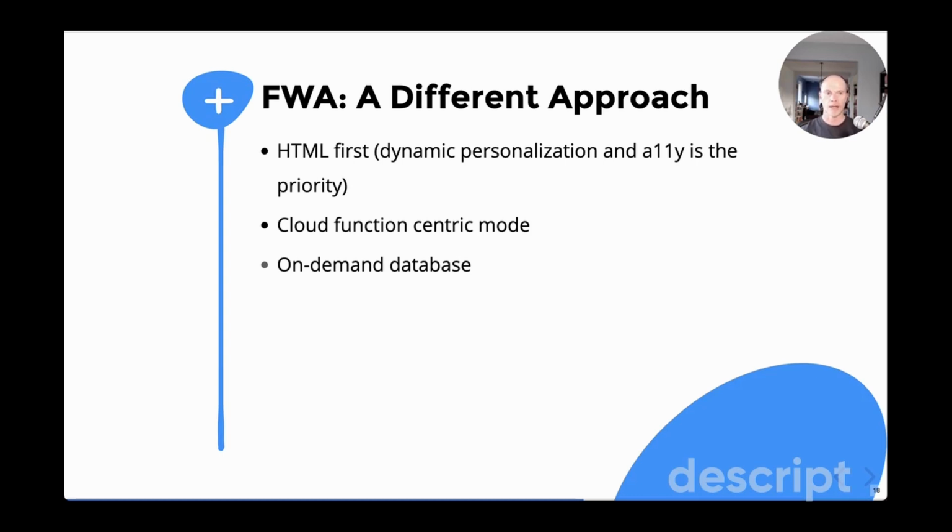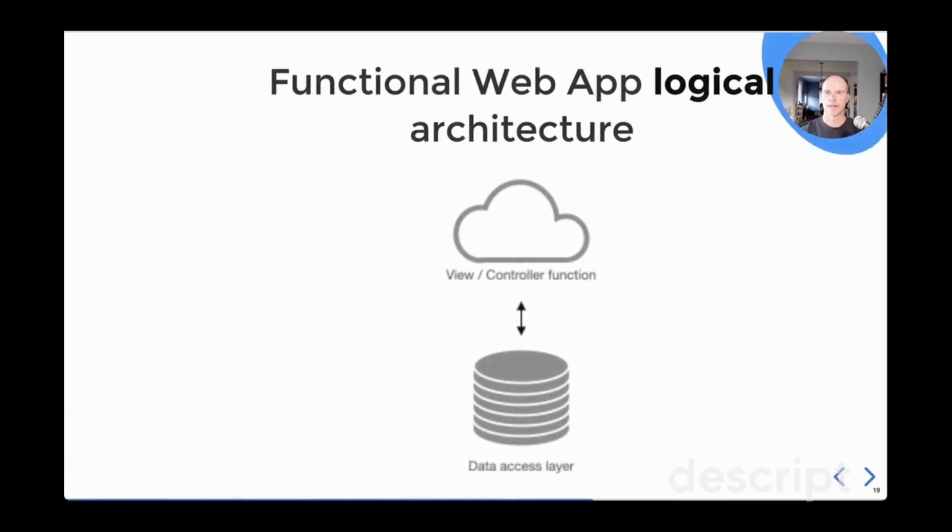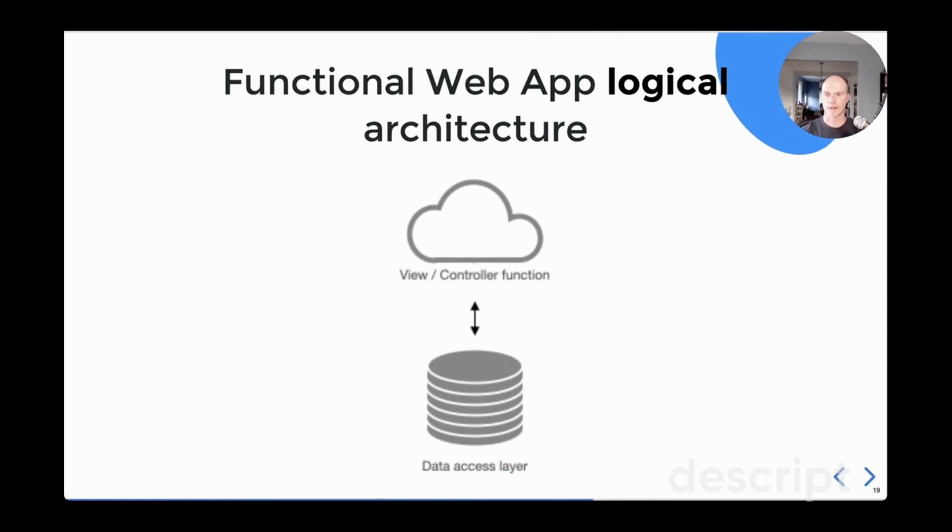And then for deployment, we use declarative deployment. It's explicitly defined as infrastructure as code. There's a bunch of different ways to do things like this. It could be CloudFormation, could be Terraform, etc. But these are kind of the 4 pillars of a functional web app approach. So let's take a look at the functional web app's logical architecture.